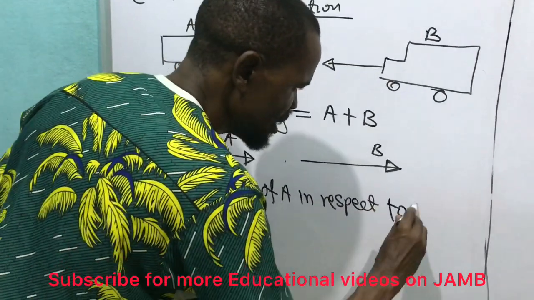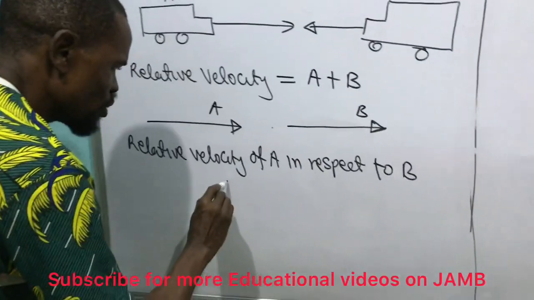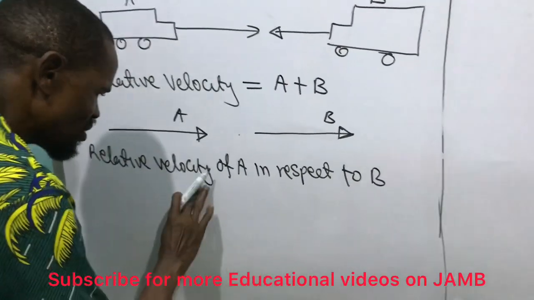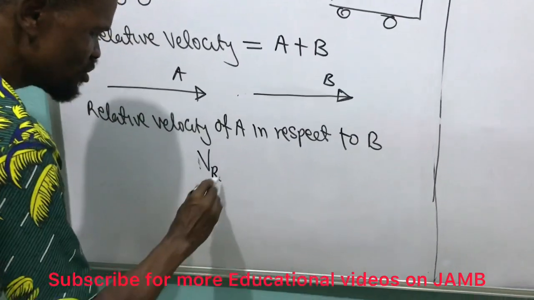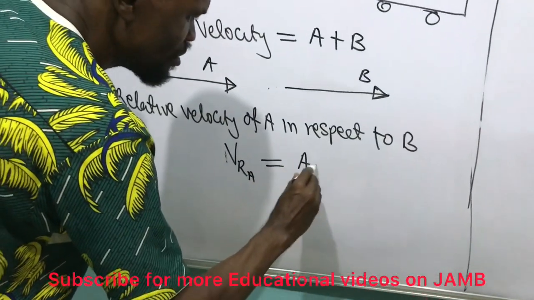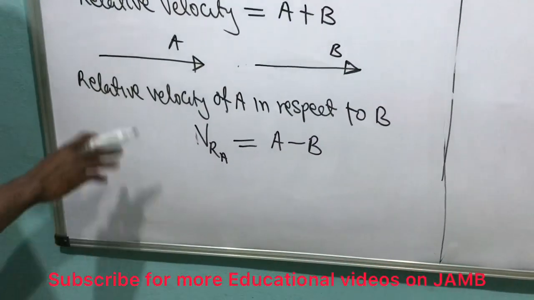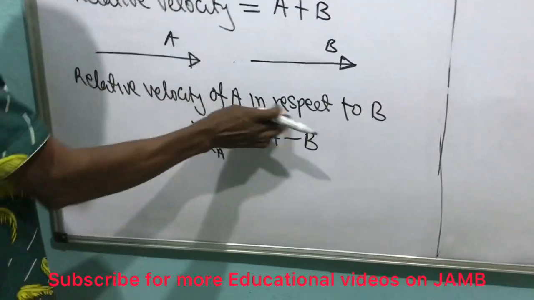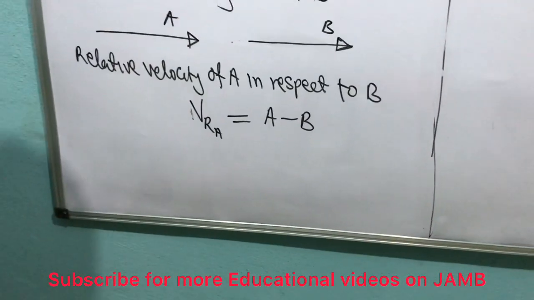relative velocity. The relative velocity of A in respect to B, which we write as VR, is equal to A minus B, because they are moving in the same direction. Relative velocity of A in respect to B is A minus B.